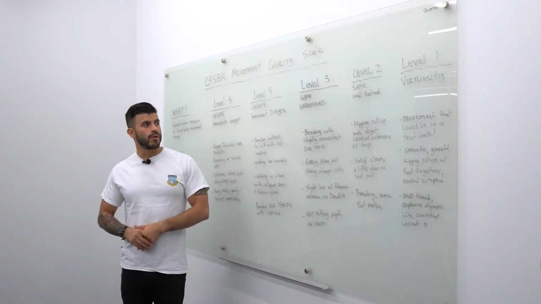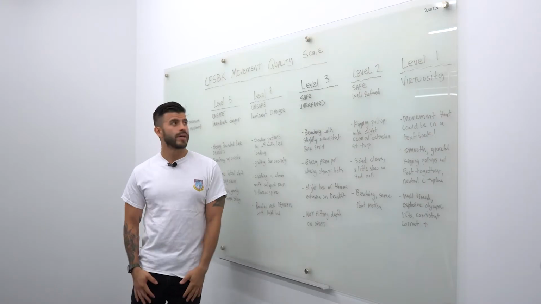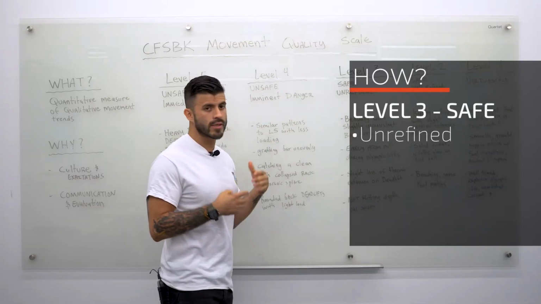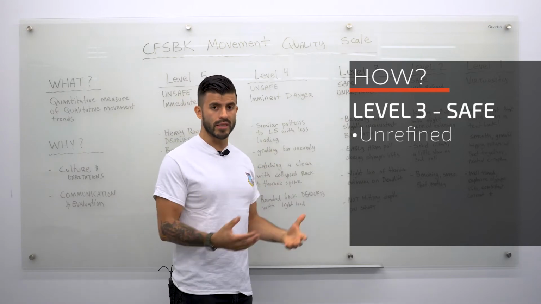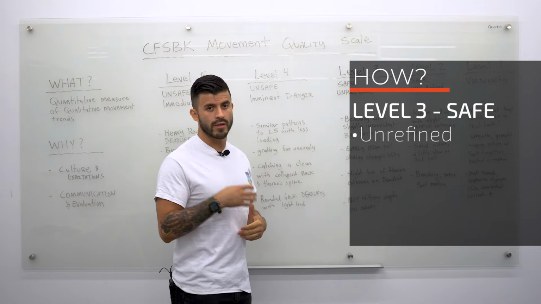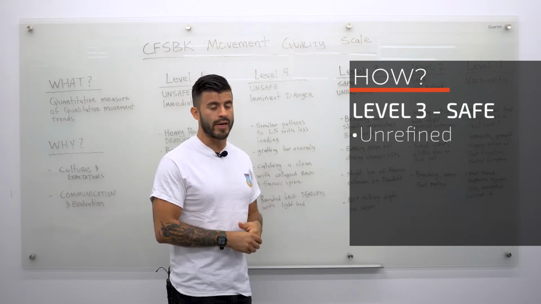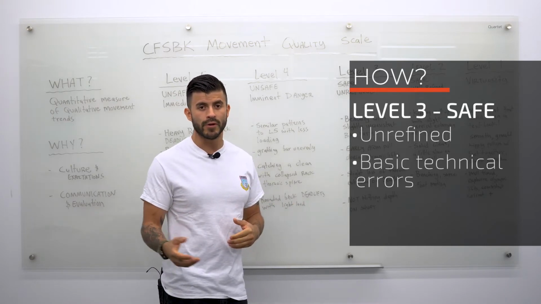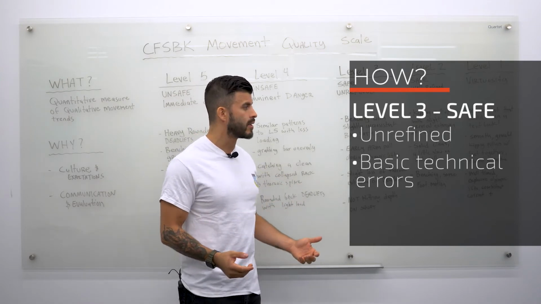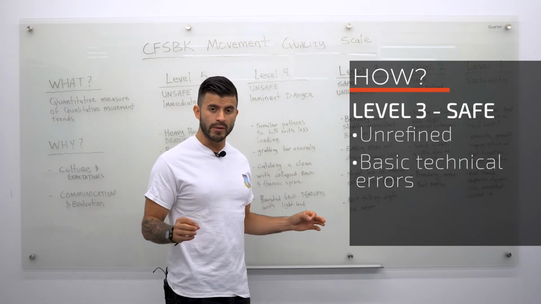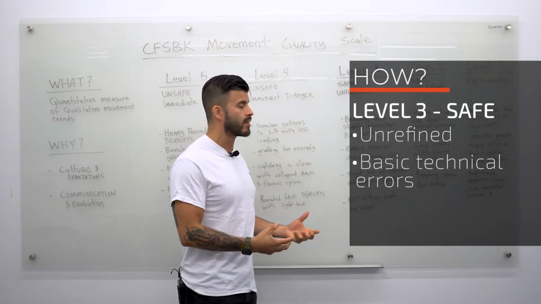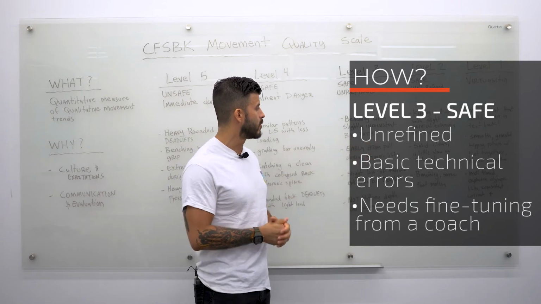So moving on to level 3, we're getting closer to acceptable movement. So level 3 would be safe but unrefined. Here's a situation where the athlete is making a reasonable attempt to perform the exercise model, but they're still making some basic technical errors. So this could be somebody coming out of your foundations program. This is their second or third time benching or doing a power clean. You're going to expect that it's not going to be completely refined movement, but they're moving in the right direction and they need some more hands-on coaching to get them moving toward that level 2.